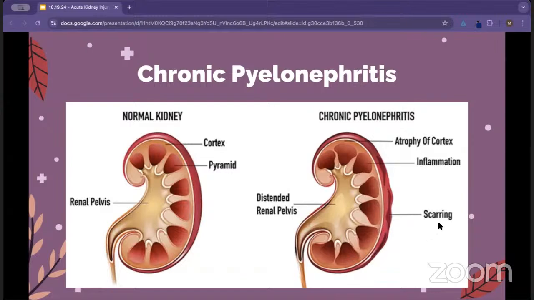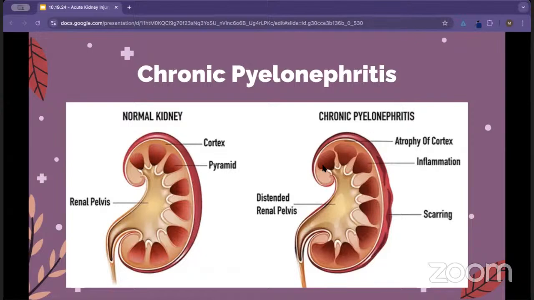See, in this picture on the right, you can compare it to a normal kidney. There's scarring, atrophy of the cortex, also some inflammation. Clinically, patients may present with hypertension, mild flank pain, and proteinuria. Proteinuria means there's protein in the urine, like elevated protein. But often their symptoms tend to be very vague and they develop slowly over time.